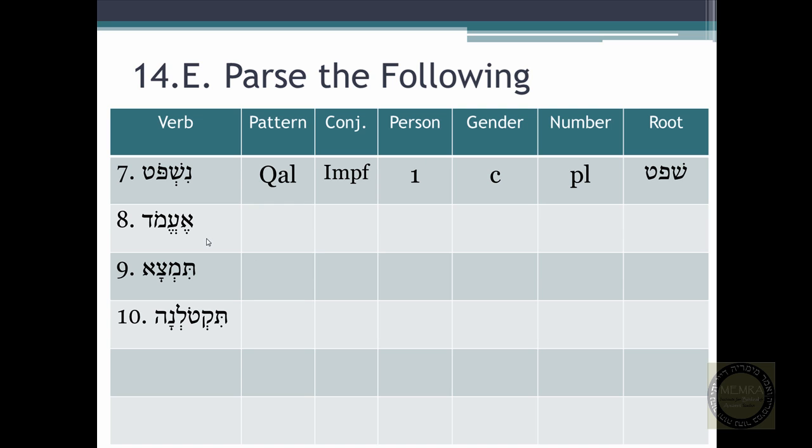Number 8, e'emod. So we have here, same question. Does it have a prefix? Yes, it does. The aleph is the prefix because we know from our vocabulary that the lemma is amad. And so in cal imperfect, when the prefix is aleph, it can only be first common singular.